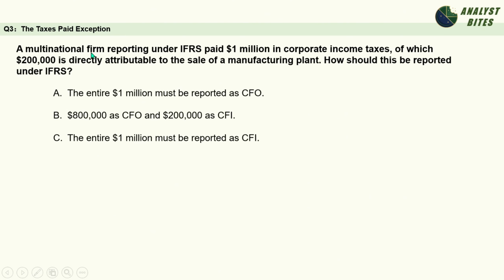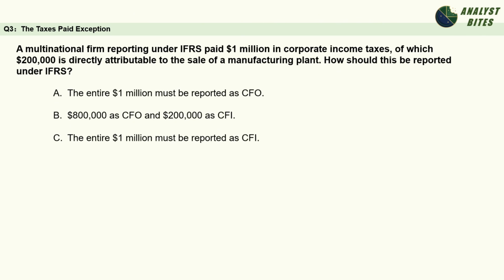A multinational firm follows IFRS. They paid $1 million in taxes, and $20,000 is directly attributable to the sale of a manufacturing plant. How should they report this? Under IFRS, taxes are flexible.